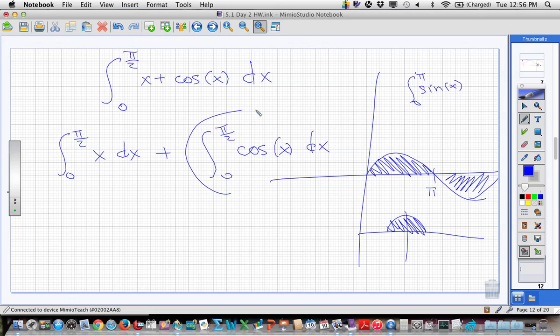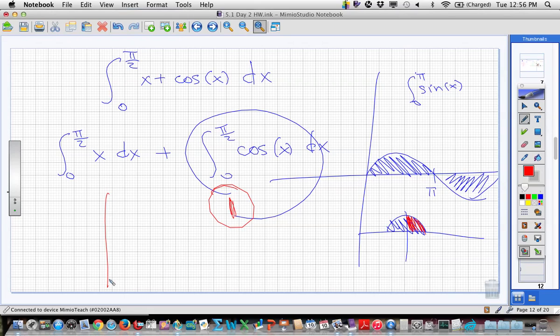Now, this one is simply the right half. Let's do it in red. That's just the right half of that hump right there. So it's got to be 1. It's got to be 1. That's how we know that is 1 right there.